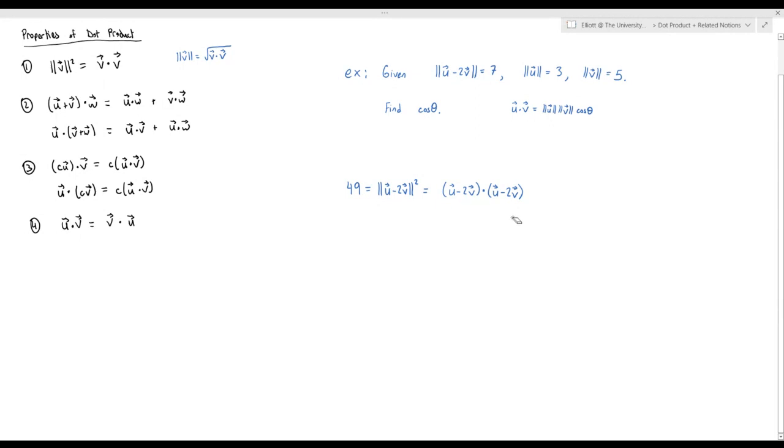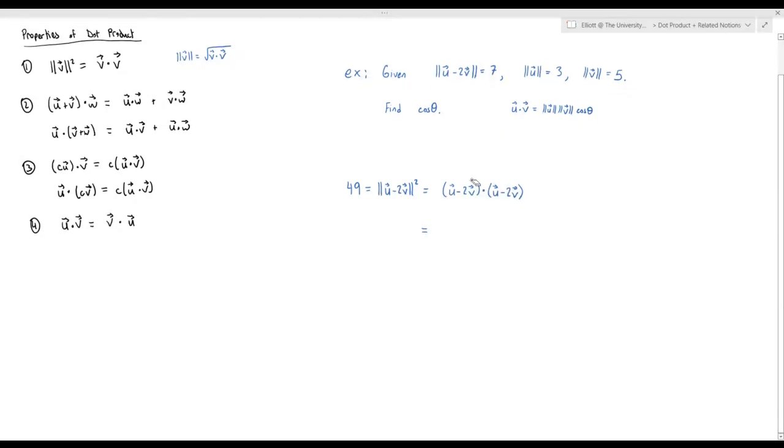Okay, so then what can we do with this expression? The second property that we had here is that the dot product is distributive. The distributive property allows us to FOIL out expressions of this form. So the next thing I'll do here is FOIL this out.